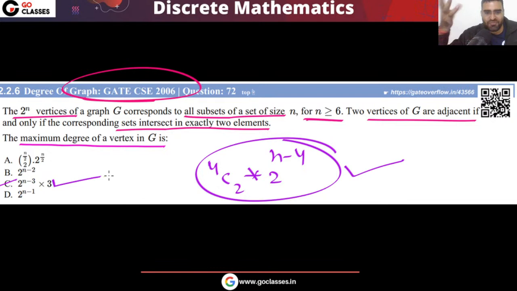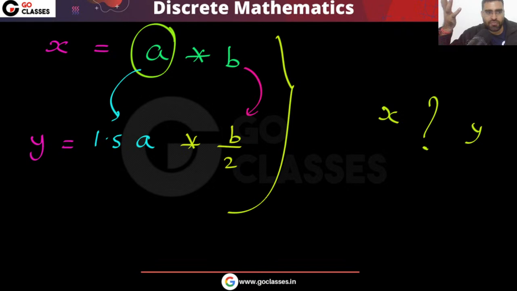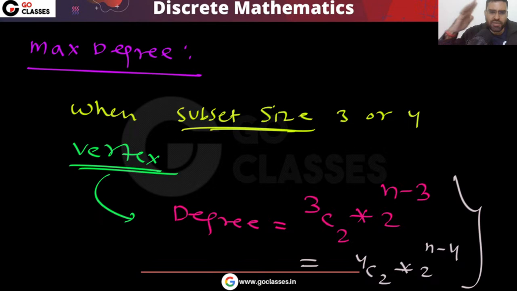I don't know whether you are a first timer in GO Classes, so let me tell you a property of GO Classes. We do the complete analysis of the questions. Whatever question we solve, we always do the complete analysis. Getting the answer is not enough for us. GO Classes students don't stop after getting the answer. For every GATE question, in every subject, we always do the complete analysis. Getting the answer is good, but that is not enough.